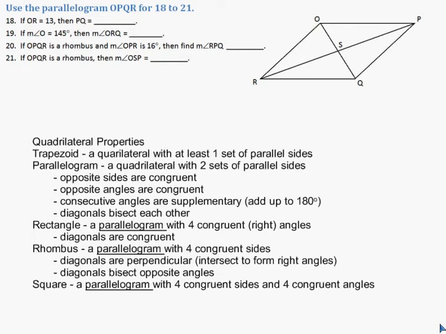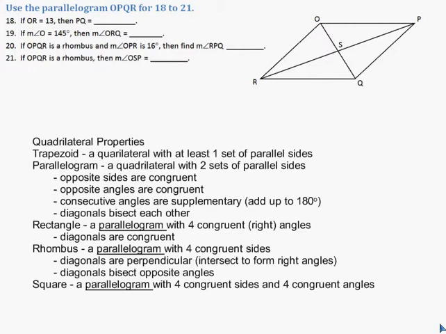On this slide and the next slide, we're going to be dealing with parallelograms and their different properties, actually quadrilaterals and their different properties. So what I did here is I listed the different quadrilaterals that we've learned and the different properties about them. So a trapezoid is a quadrilateral that has at least one pair of parallel sides. A parallelogram is a quadrilateral with two sets of parallel sides. So we see here that a parallelogram is a special case of a trapezoid.